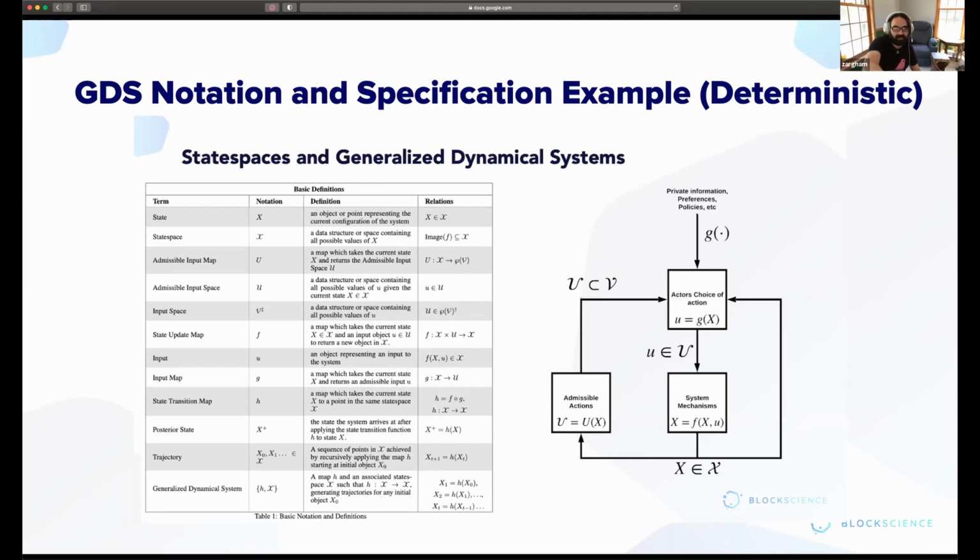Yeah. Somebody asked where the V is defined. There was a footnote for it, but the V is actually there in the input space. Yeah, U.